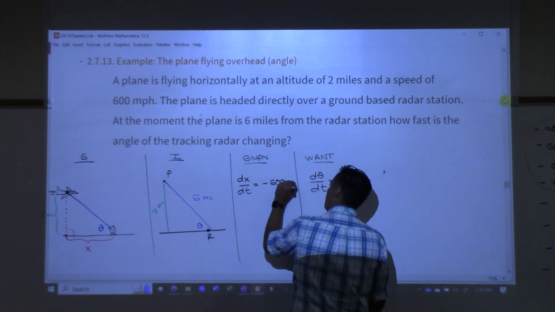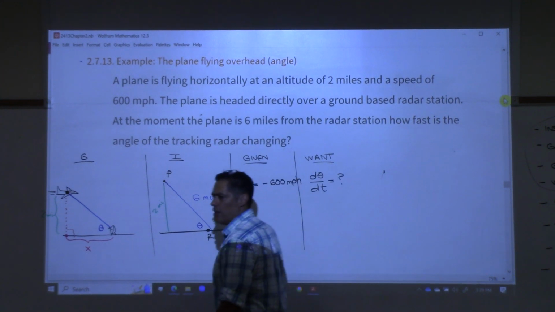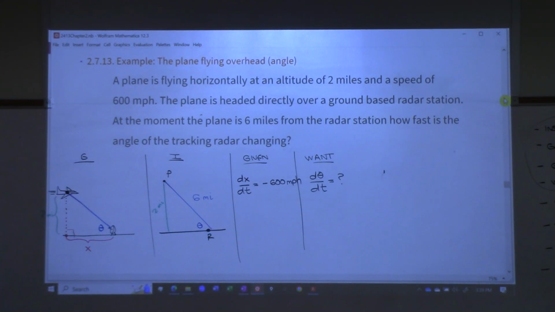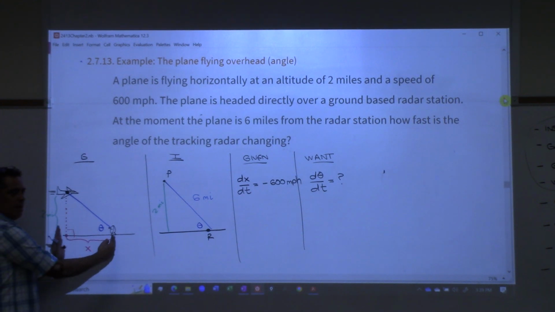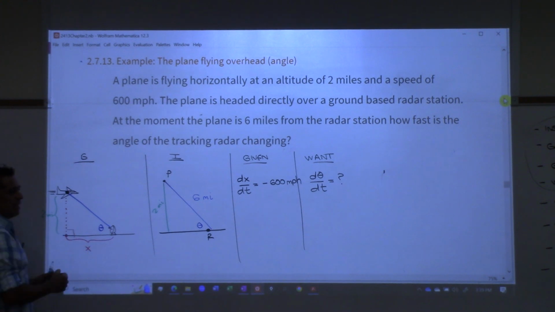Why did I say negative? It's critical. It's shrinking, right? Look at your picture. X is shrinking, right? X is getting smaller. It's not getting bigger. If x were getting bigger, then I would put positive 600.